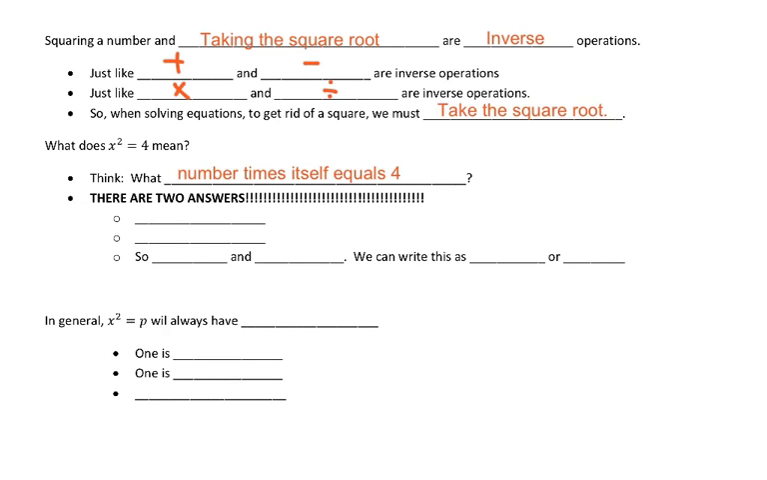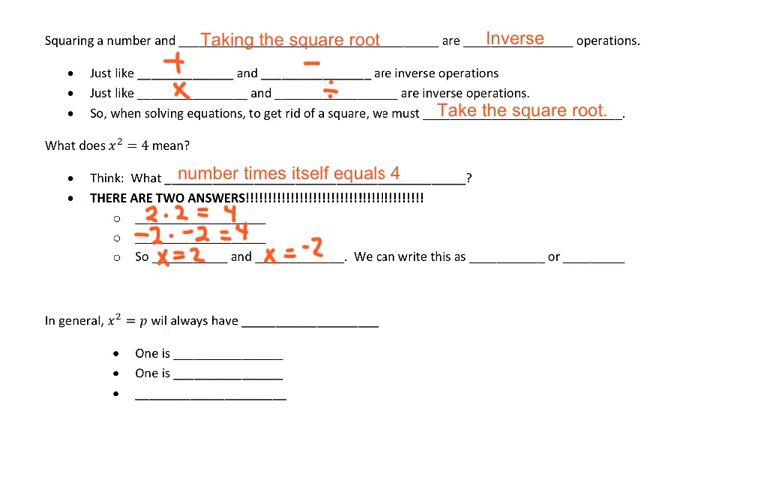So we know that 2 times 2 equals 4. So that means that 2 is an answer. But what we forget about is that when we multiply a negative times a negative, we also get a positive. So -2 times -2 is also 4, and therefore there are 2 answers. So x equals 2, and x equals -2 are the answers to this problem.